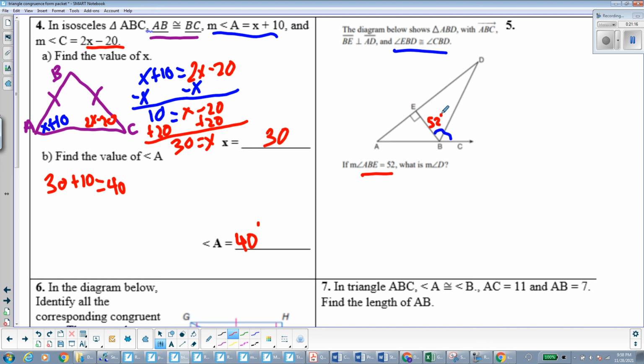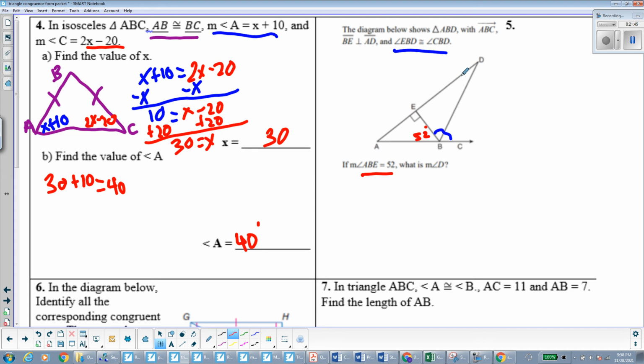And wait, if we know these two angles, I labeled my diagram incorrectly. So this here is angle EBD. ABE is right over here. So very important to check over your work. Make sure that you mark the diagram correctly. Very easy to make that mistake. So ABE is 52 degrees, and we need to find the measurement of angle D over here.